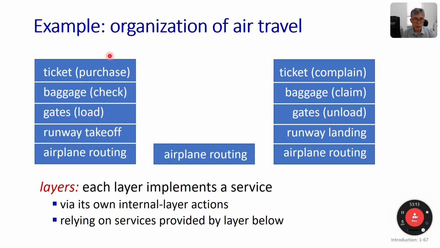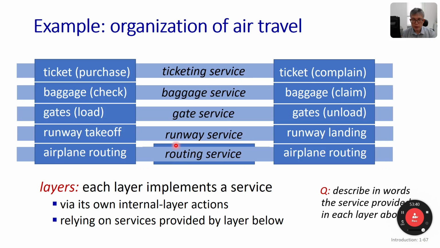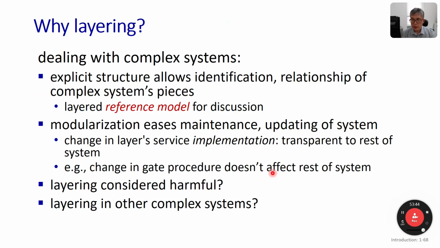So we can make these kinds of service steps into layers like this. Airplane routing is packet routing. The airplane is a kind of bunch of packets, right? Each person is some bit. So each layer implements a service via its own internal layer action, relying on services provided by the layer below. So routing service, runway service, gate service, baggage service, ticketing service. Okay. So why is layering used in the network?